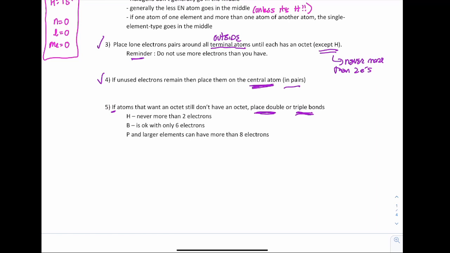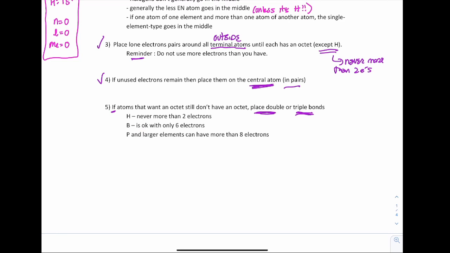So things that don't want an octet: remember, hydrogen can never have more than 2 electrons. Boron is okay with only 6. So if you're doing a Lewis dot structure and you have boron in it and it ends up with 6 electrons instead of 8, that's fine. You can leave it there.